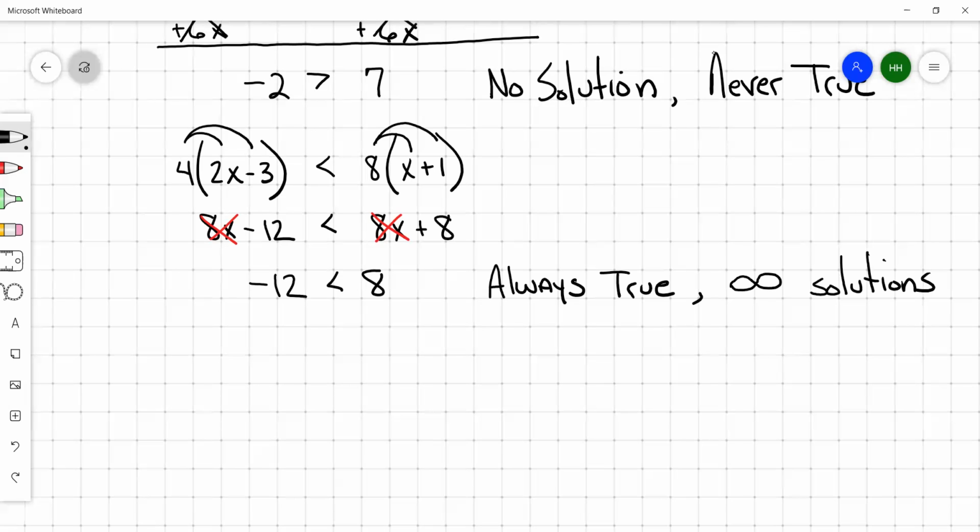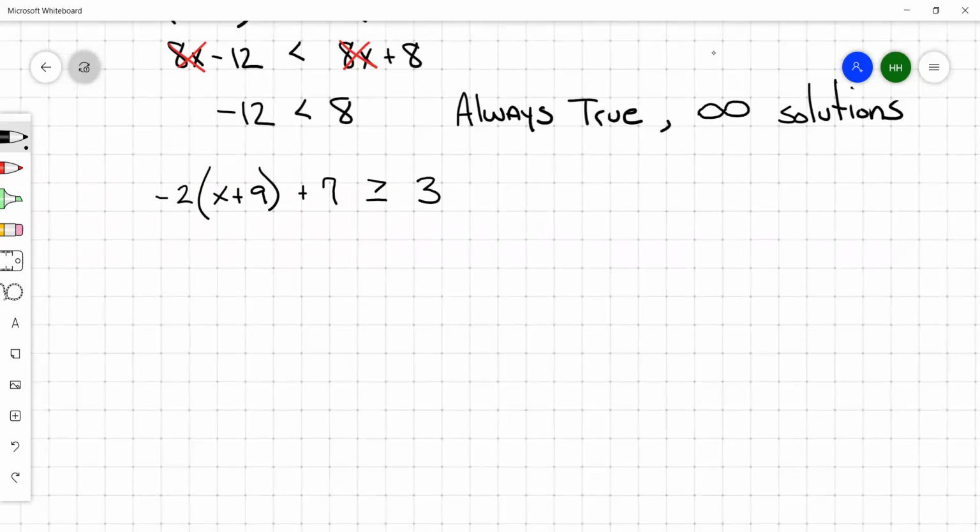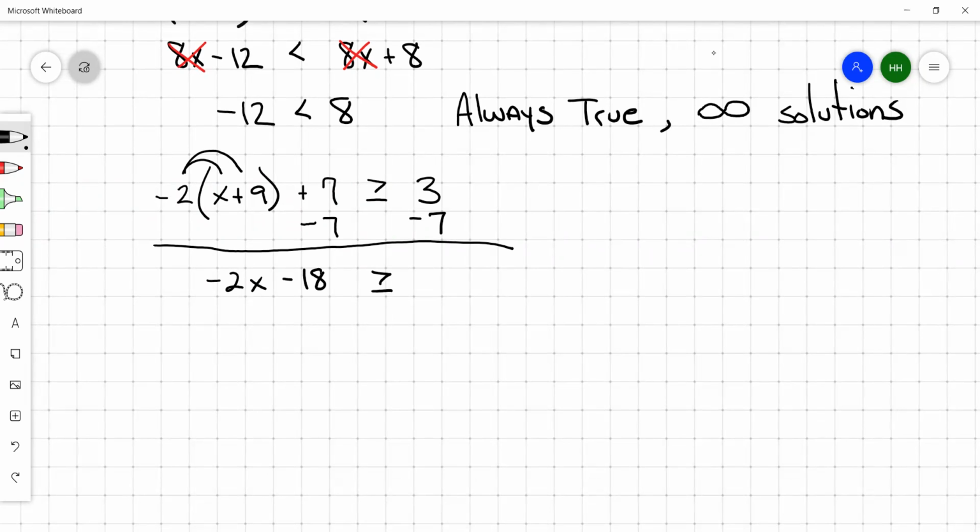Now, if you work a problem out, let's say we work out, let's take a look at -2 times x plus 9 plus 7 greater than or equal to 3. We're going to distribute and subtract the 7 first. So we get -2x minus 18 greater than or equal to 3 minus 7, which is -4.